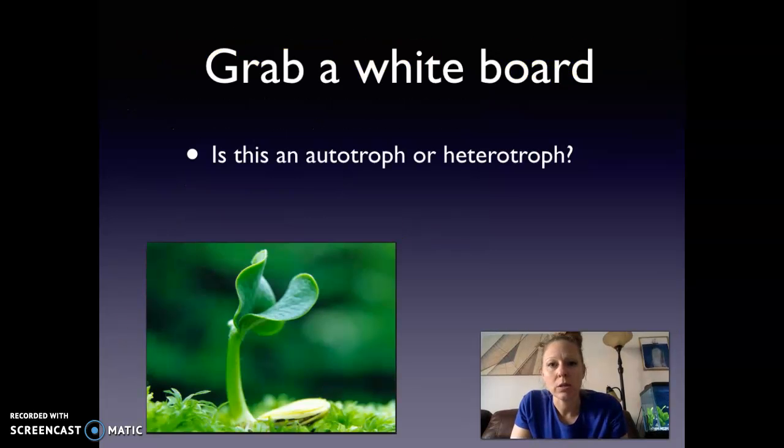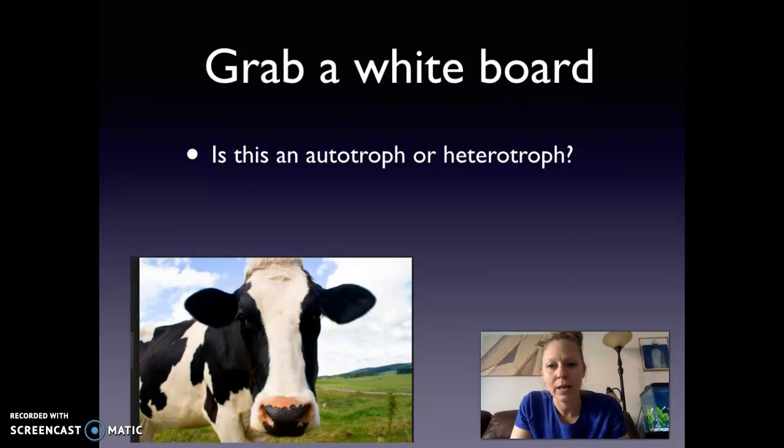So let's do a quick little review. Would you say that this is an autotroph or a heterotroph? If you said autotroph, then you were right because it is a plant. It is going to capture the light energy from the sun through the process of photosynthesis. And here, what would you say? Autotroph or heterotroph? I hope that you said heterotroph because this is an organism that's going to eat leaves, or grass, or corn. And so therefore it is eating another species, and therefore it is a heterotroph.